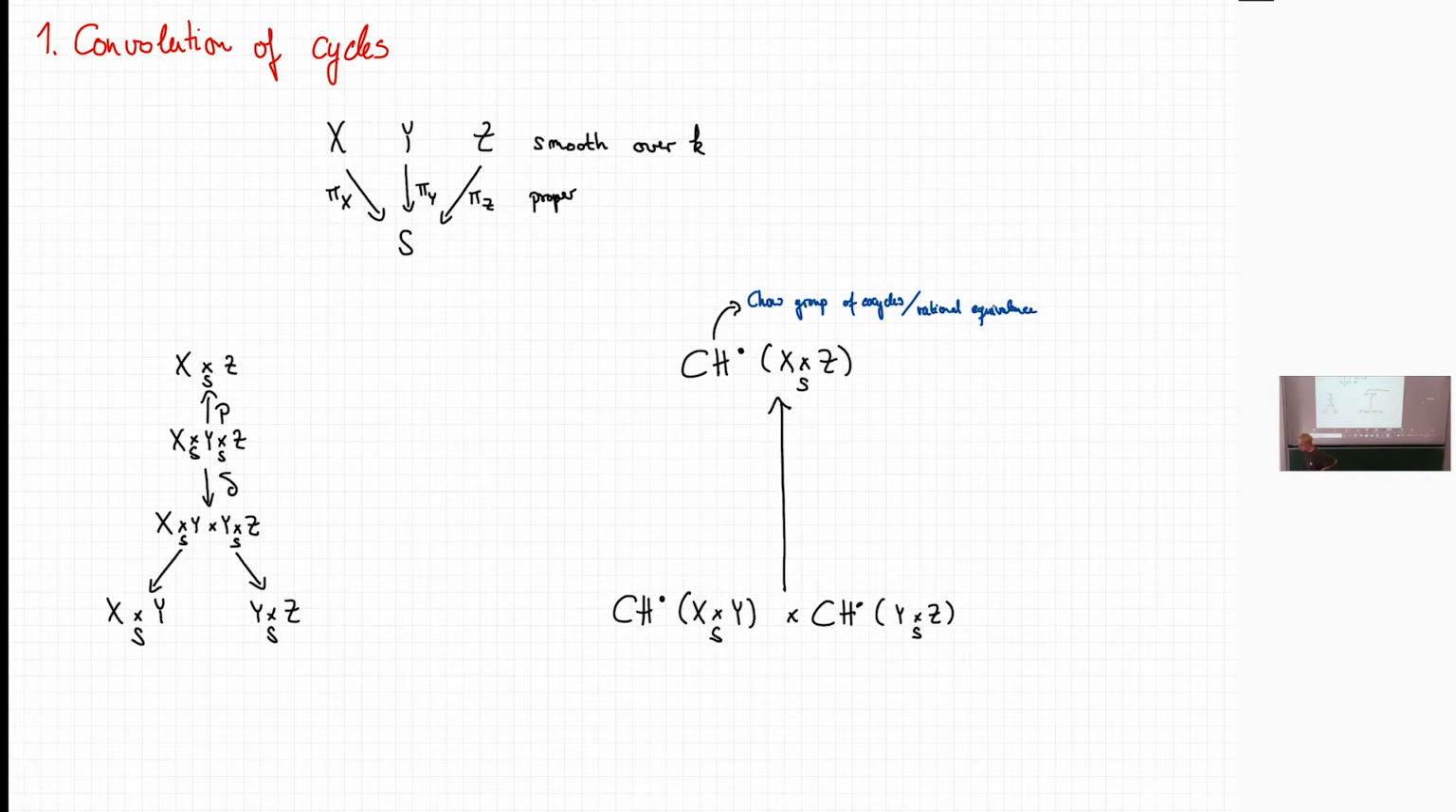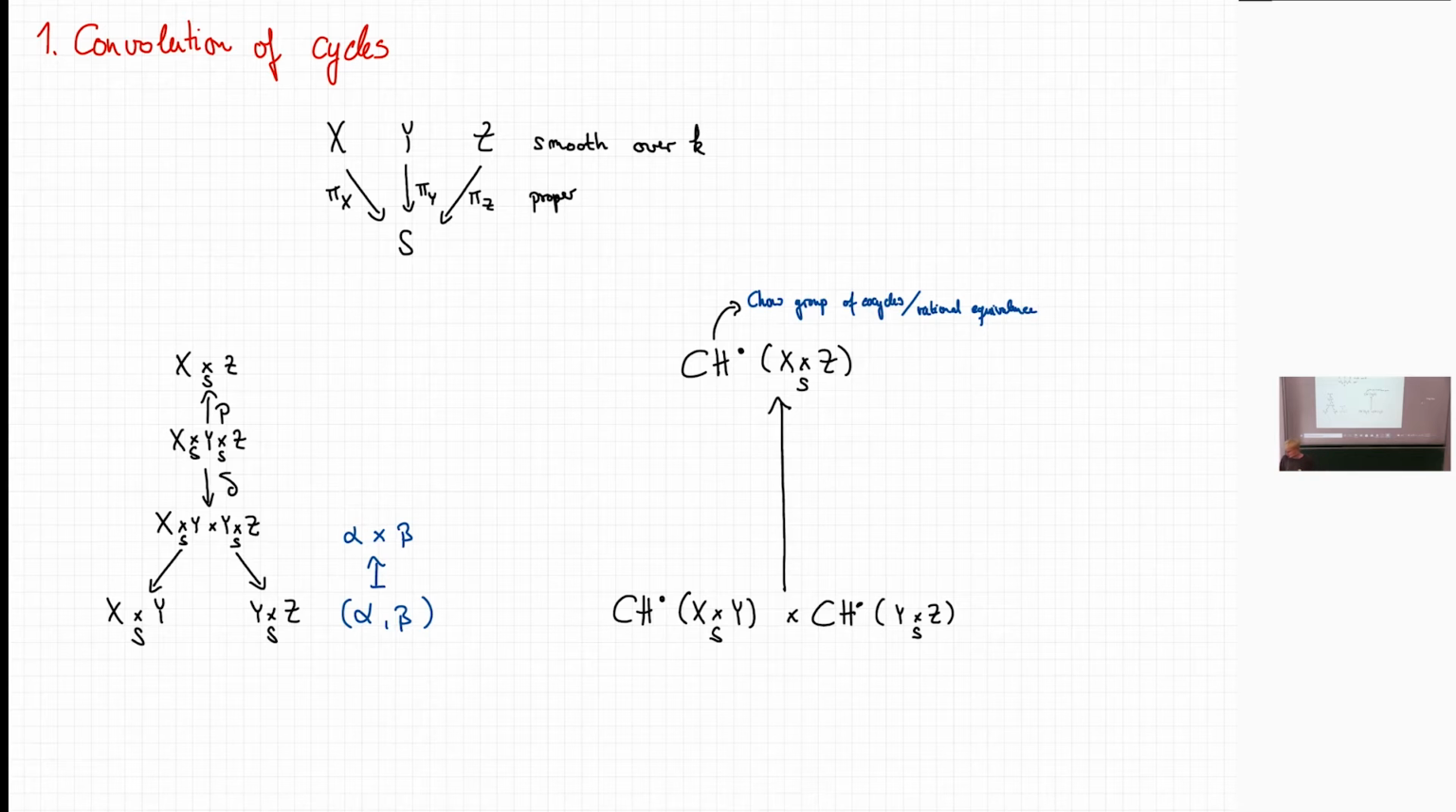And then I can look at the Chow groups of cycles or cocycles on those fiber products. So one way to think about those Chow groups, if they're in the right dimension, is as correspondences between those spaces, for example from X to Z or from X to Y. Okay, so the cool thing about this is that now I can actually define a convolution product on those spaces. So let's say I start with a pair of cycles on X times Y and Y times Z. Then I can make them into a cycle on X times Z.